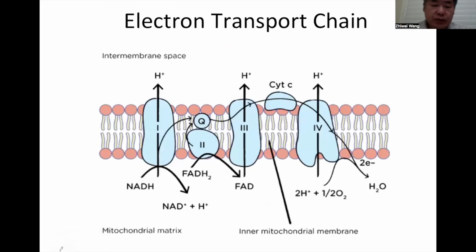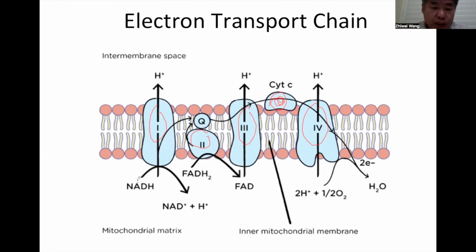So this is just a simple diagram to show you the electron transport chain. The first thing you want to remember is there are 4 complexes in the chain. So you have complex number 1, complex number 2, complex number 3, and complex number 4. And there's also cytochrome C involved in the electron transport process.